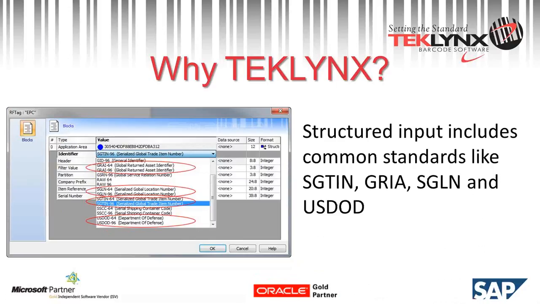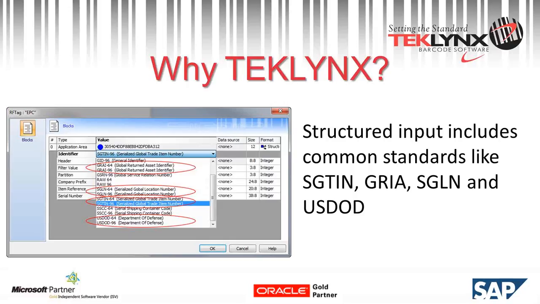So here is just another screenshot of that same interface with the drop-down enabled, so you can see the whole variety of different standard types that can be selected and structured inputs that can be chosen. Really helpful common standards: the SGTIN, like I mentioned before, for serialized global trade item numbers, GRAI, SGLN, and even the US DoD, or the Department of Defense, RFID encoding standards.